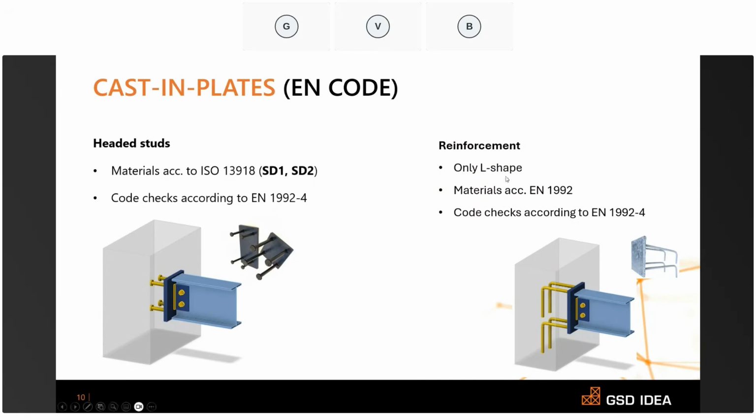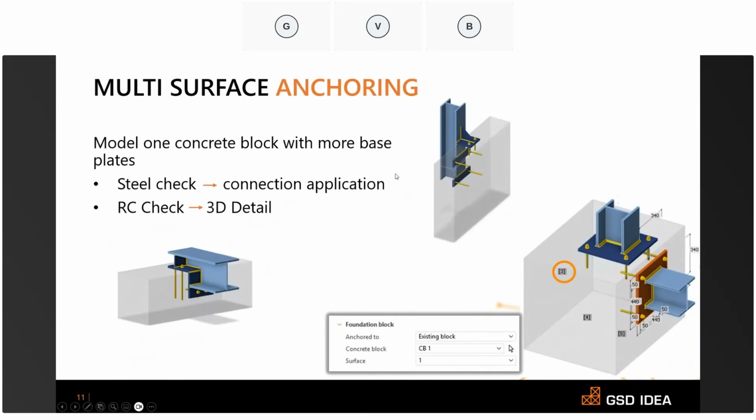Now, the next big improvement is on the multi-surface anchoring. Earlier, when you wanted to check multiple base plates connected to a single concrete pedestal, you had to model each plate with its own separate concrete block. Now, in version 25.1, you can model one concrete block and add multiple base plates to different surfaces of it, be it on top, on the side, or even combinations, in just one concrete pedestal.